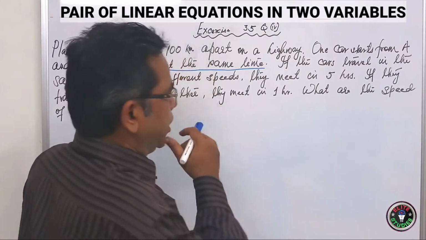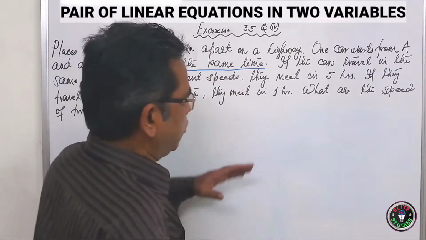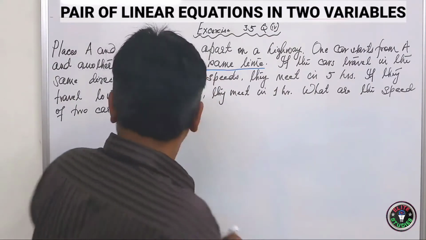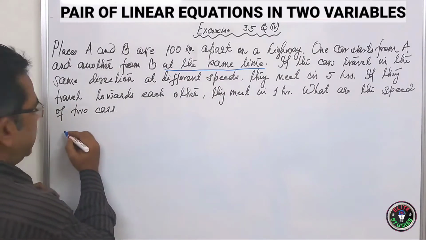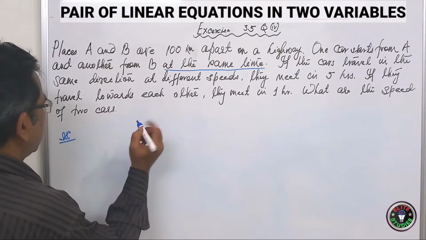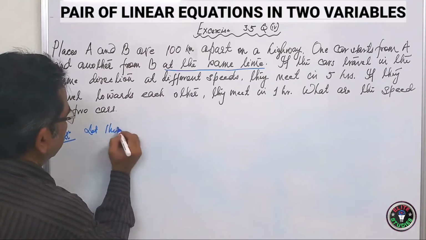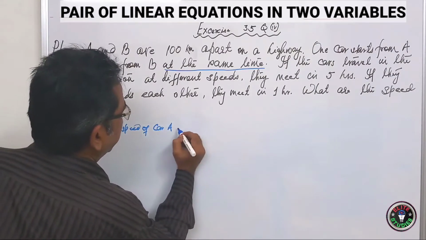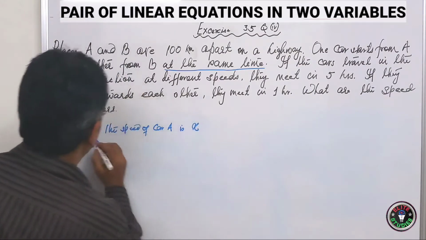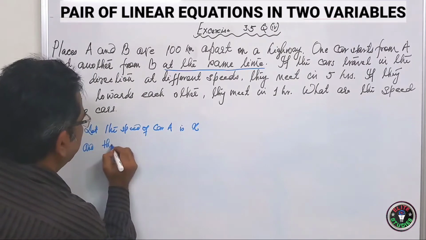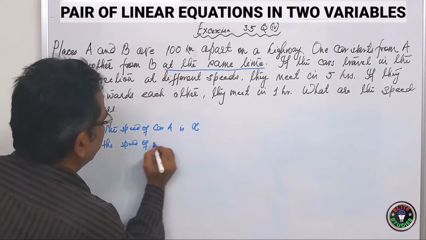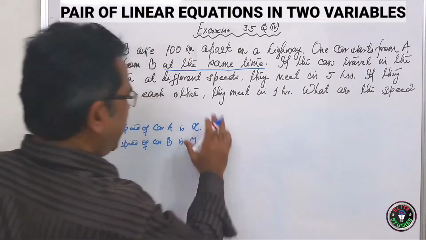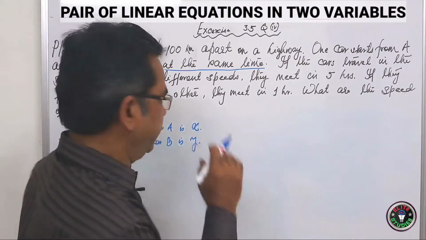Here, we have to understand the question thoroughly. First, what do we have to find out? We have to find the speed of the two cars. So those are the two unknowns. The very first step in the solution: let the speed of car A be x and the speed of car B be y. So we have represented the unknowns in the form of x and y.